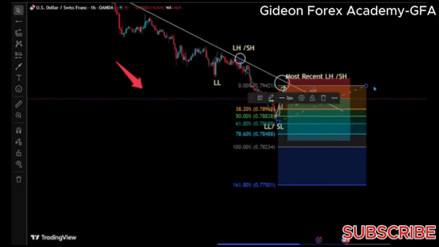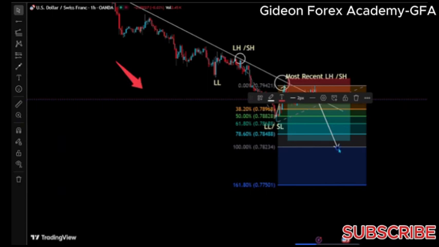When you drag it to the right, you will notice positions here: 38.2, 50%, 61.8, 78.6, 100% extension, 161.8 Fibonacci extension. But you are looking at continuing this sell to about the 100% extension. That's what you are looking at. It could continue even to 161.8, but you're looking at, first of all, 100%.